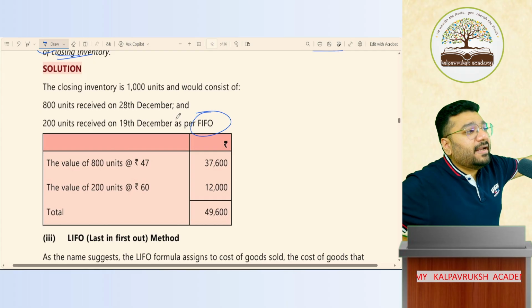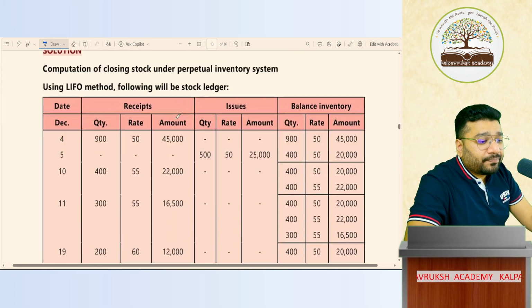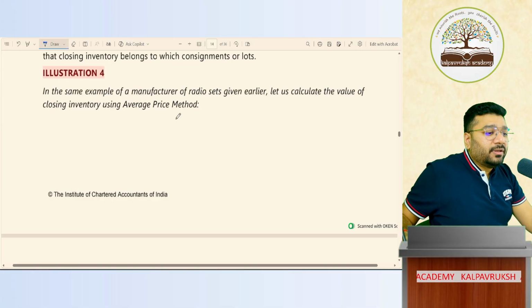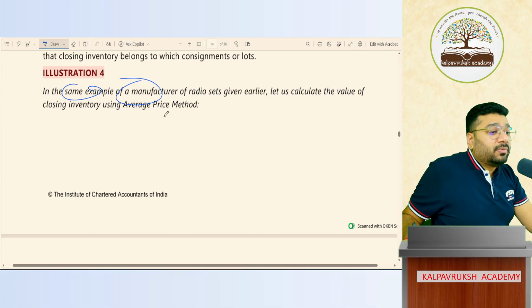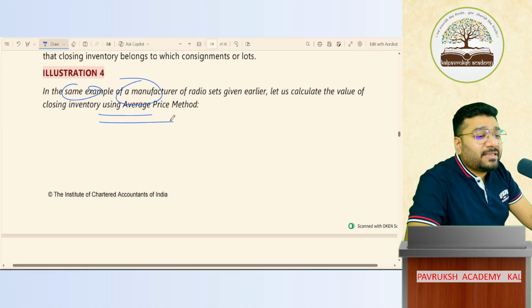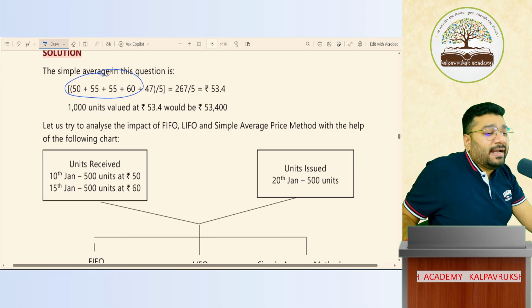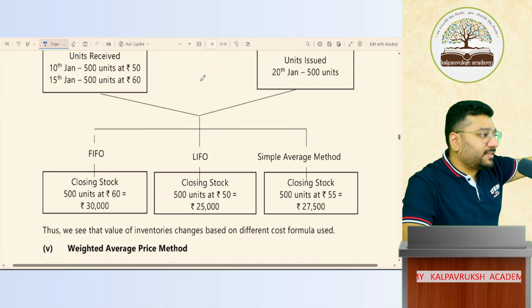So whatever you have studied is there in your ICI module. Same way, if you go to illustration 4, same example of illustration 2. Do it using the average price method. Which average? Simple average. Add all the rates, divide by 5. Understood? I'll do all this in the next class. We'll do it fast, but we'll do it.